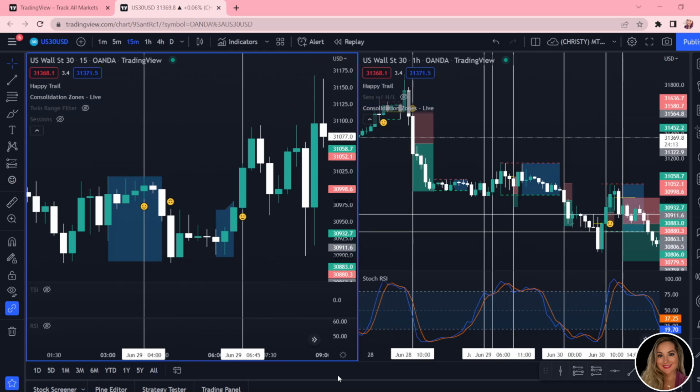Okay, so now I'm going to show you some examples of trades that you shouldn't be taking and explain why you wouldn't be taking them. So as you can see here on our left-hand side, we have a zone. So this is our blue box.